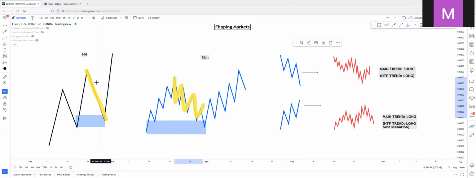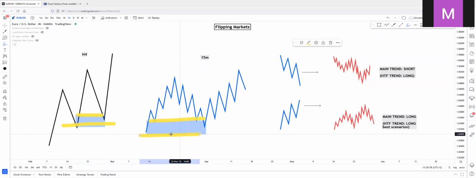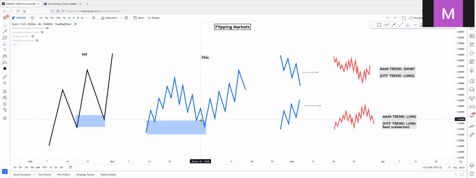But we know that the 4-hour time frame is bullish, right? So we can expect a reaction on this demand zone, of course. This is the 4-hour demand zone drawn right here. So if price taps this 4-hour demand zone and creates a change of character inside of it, the 15-minute trend will turn bullish again. So the 15-minute will follow the 4-hour main trend.